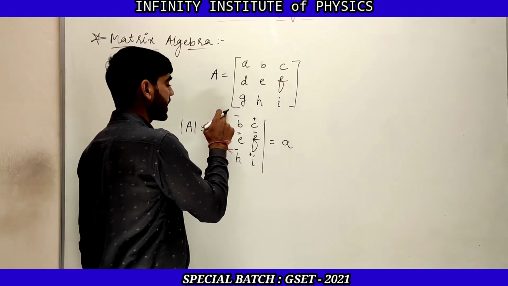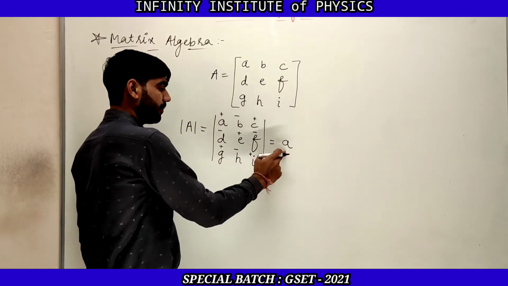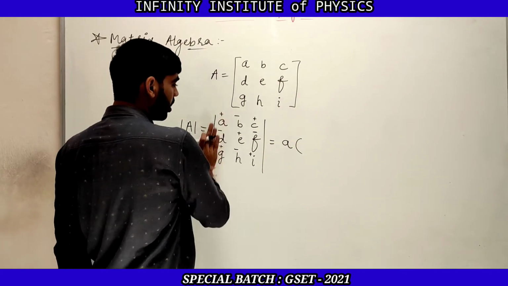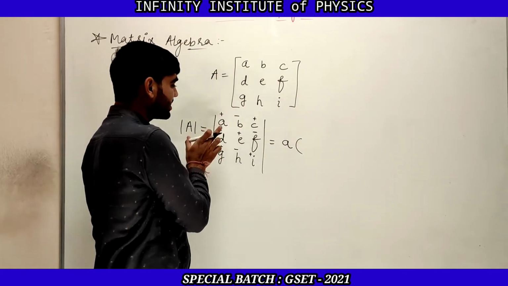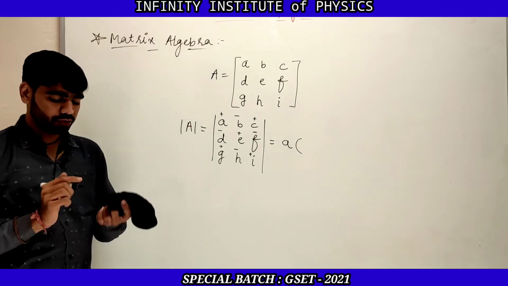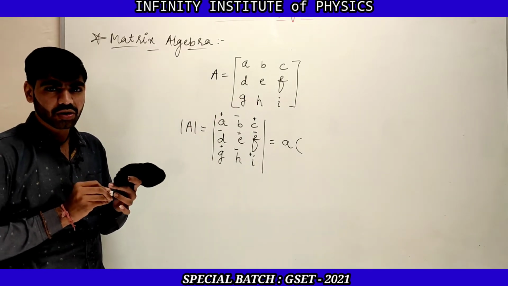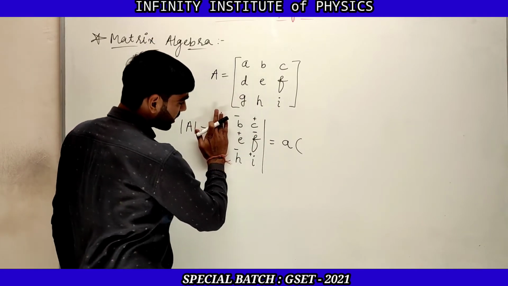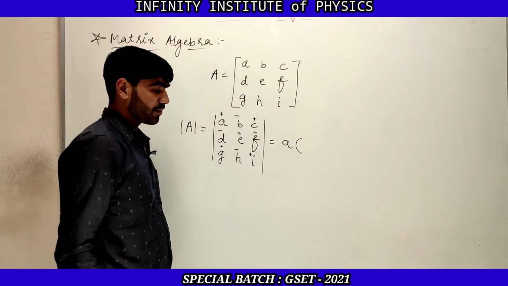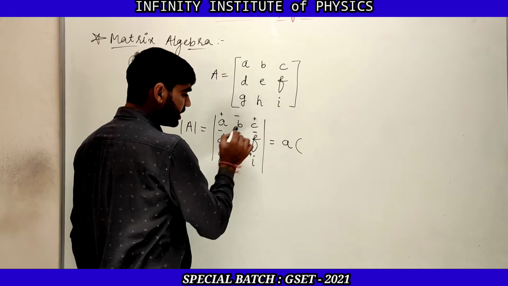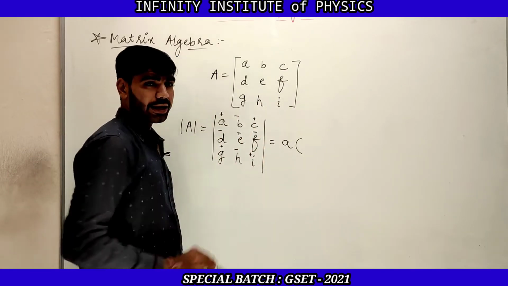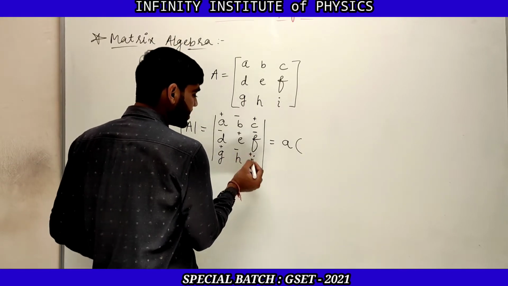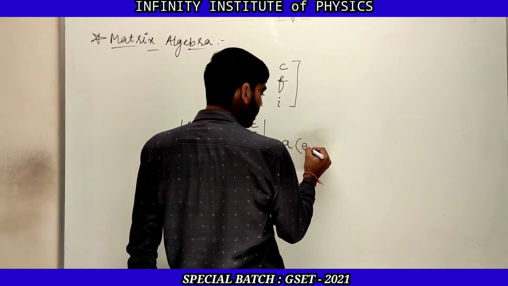So A is with a positive sign, so A into, now neglect the column and row in which A lies. Now we need to neglect that row in which A is lying, and also we need to neglect that column in which A is lying. And now we need to take the determinant of this remaining 2 by 2 matrix. So the determinant of this remaining 2 by 2 matrix is EI minus HF.